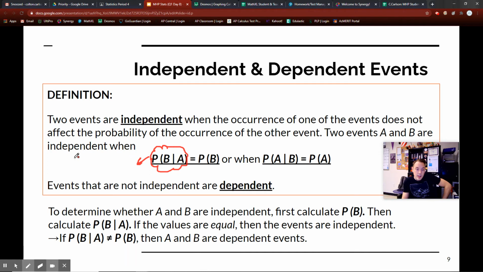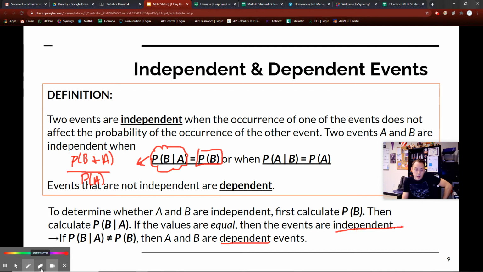Now the given part is interesting here. Remember this formula, if I expanded it out, is the probability of B and A all over the probability of A. So if this doesn't equal the probability of B, then that means it's dependent. The events are actually intertwined together. If they do equal each other, then that means they are what we call independent.